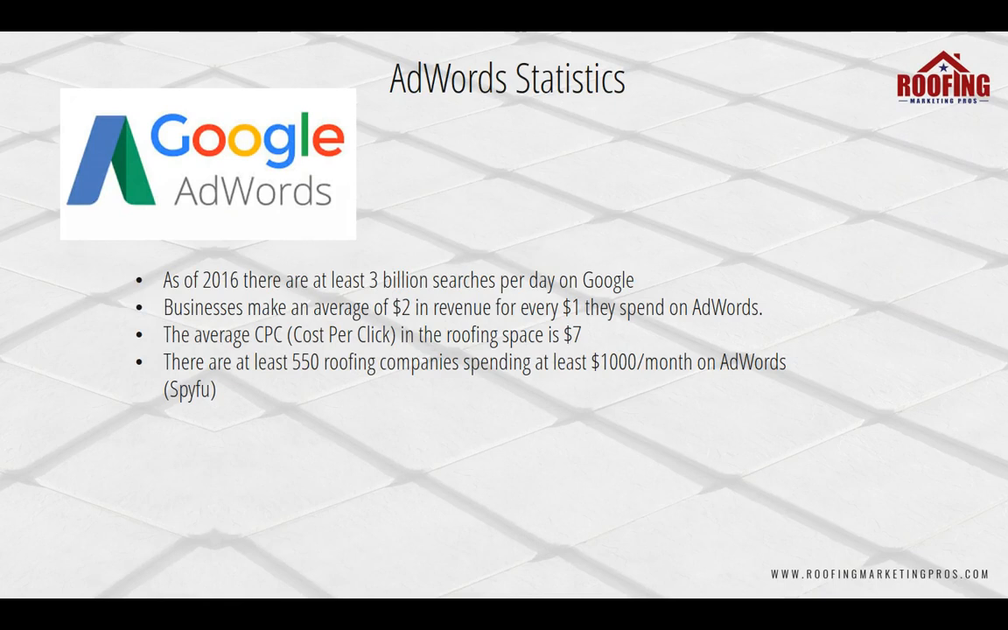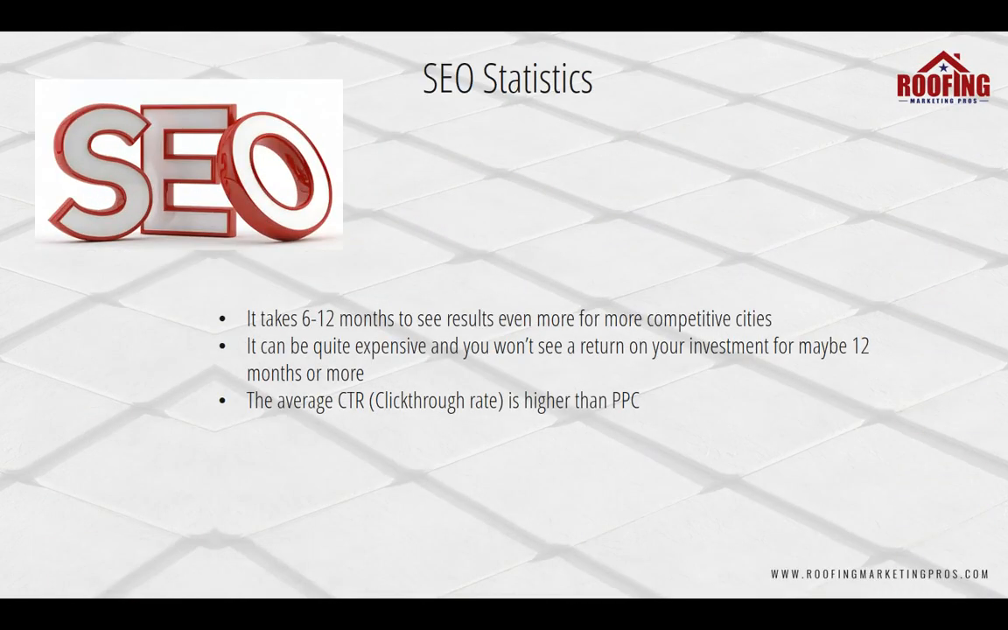Here are some AdWords statistics that really show you the immense potential of this channel. There are about 3 billion searches per day on Google, and this is according to 2016, so it's probably more today. Businesses make an average of $2 in revenue for every $1 they spend on AdWords. The average cost per click in the roofing space is about $7. According to my research, there are about 550 roofing companies spending at least $1,000 a month on AdWords, and I got this information from SpyFu. Here are some SEO statistics.